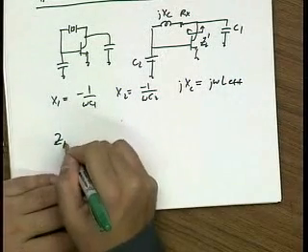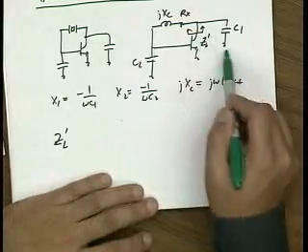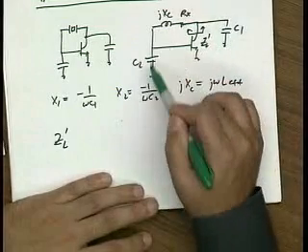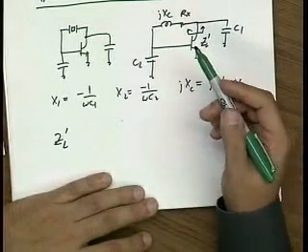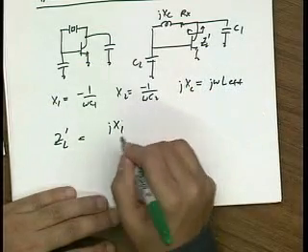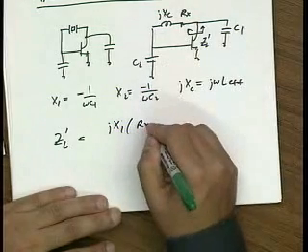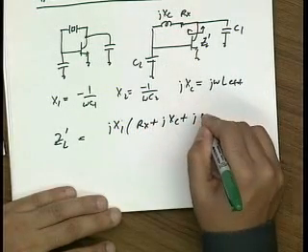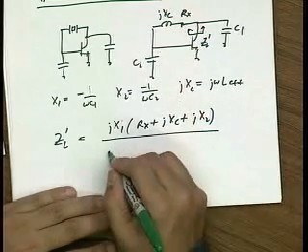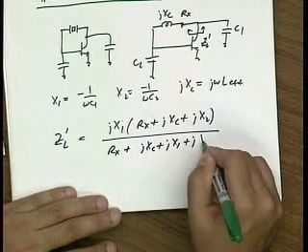Okay? So ZL prime is this, and to first order, it's this impedance in parallel with this impedance if we neglect the effects of r pi. So that means that it's the product of jX1 times this impedance, which is Rx plus jXc plus jX2, which is this guy, divided by the sum, Rx plus jXc plus jX1 plus jX2.